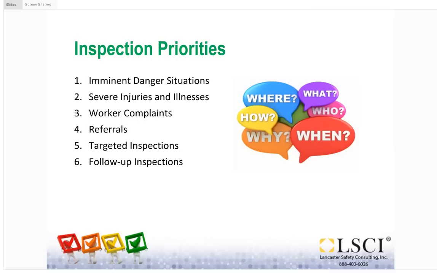Number four are referrals, and these inspections occur when referrals of hazards stem from another federal, state, or local agency, individual, or organization. Number five are targeted inspections, and that's where OSHA will analyze data in certain NAICS codes to conduct targeted inspections. These inspections are aimed at specific high-hazard industries or individual workplaces that have experienced high rates of injuries. Lastly, we have follow-up inspections, and during this type is when OSHA will check for abatement of violations cited during previous inspections.